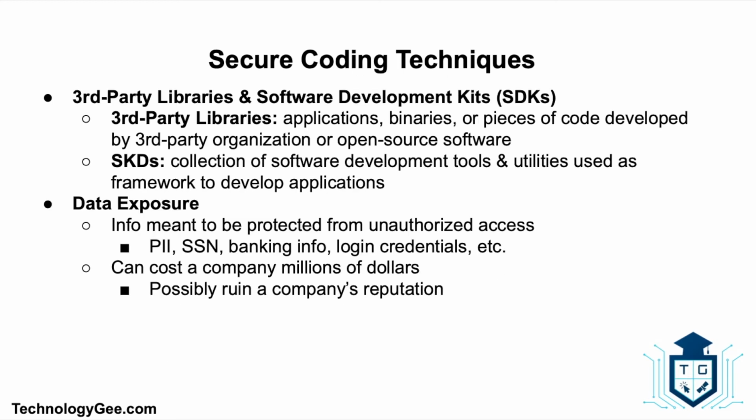Next, we have third-party libraries and software development kits. Third-party libraries are applications, binaries, or pieces of code that are developed by a third-party organization or open source software. And SDKs are a collection of software development tools and utilities used as a framework to develop applications. And then we have data exposure.